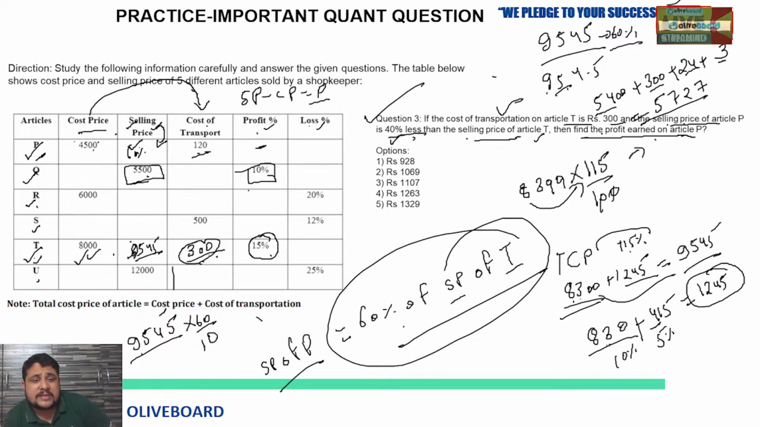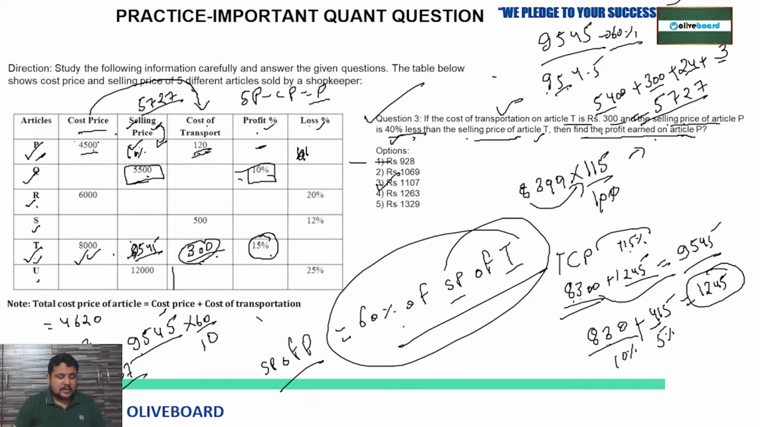Now 5727, which you got already. Selling price of article P minus 4,500 plus 120, which is equal to what? Total cost price. Sorry, the total cost price here is 4620. So 5727 minus 4620. So it is going to be what? 5,000 minus 4,000, 1,000. 700 minus 100, 600. So 100, so 1,100. 27 minus 20, 7. So 1,107.